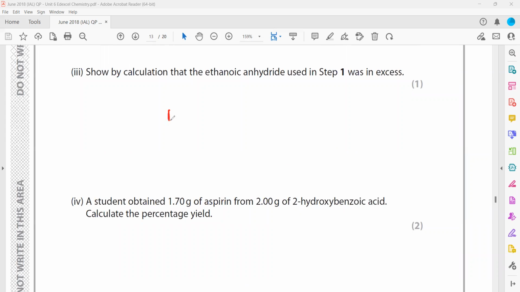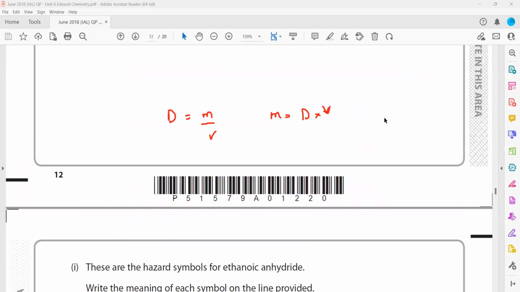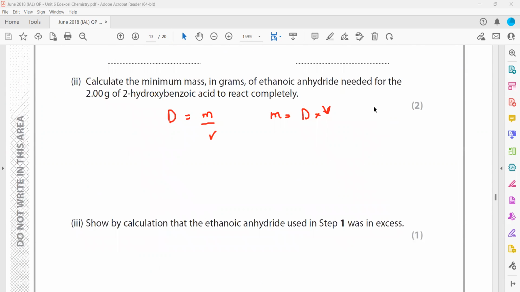So for 1 mark, density is mass over volume. So mass is equal to density times volume. The density that was given in the beginning of the question is 1.08, and the volume was 4. So when we multiply, we'll get the total mass, which will come out to 4.32 grams. So 4.32 gram is what we used.